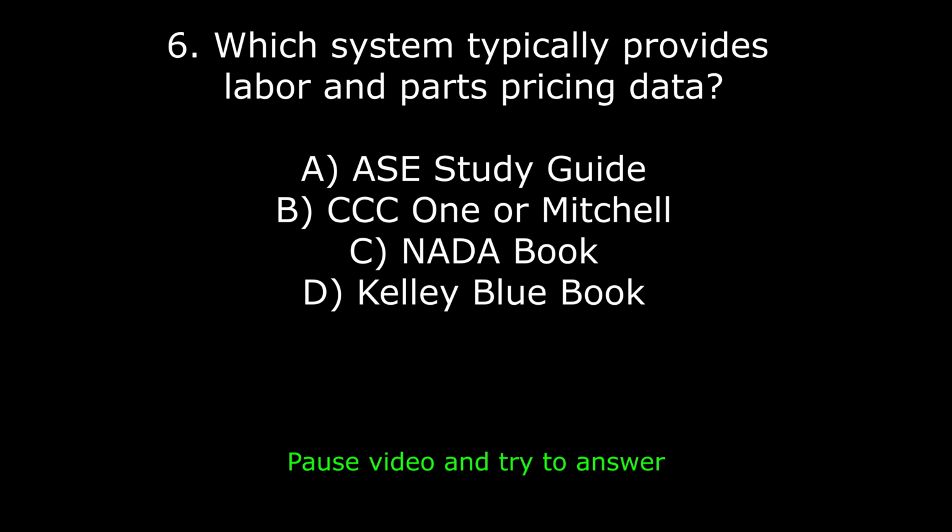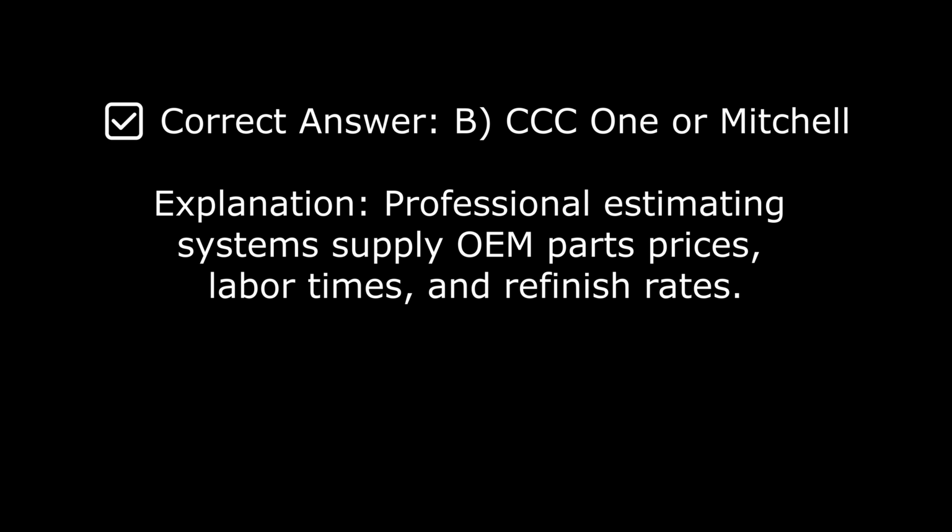6. Which system typically provides labor and parts pricing data? A. ASE Study Guide. B. CCC1 or Mitchell. C. NADA Book. D. Kelly Blue Book. Correct answer is B. CCC1 or Mitchell. Explanation. Professional estimating systems supply OEM parts prices, labor times, and refinish rates.